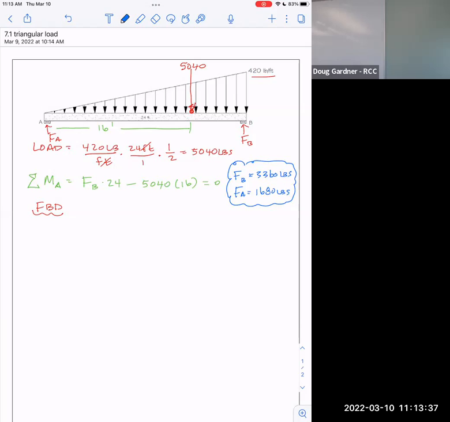Let's see, should I switch to the right side here or is that foolish?